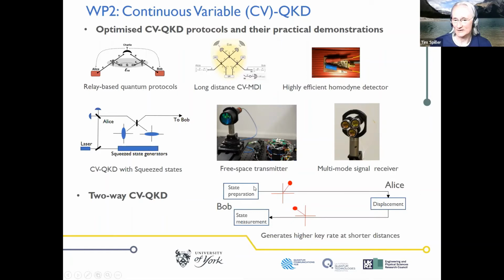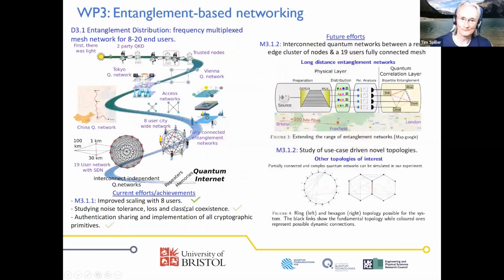And there are other clever things you can do, like two-way QKD, where actually Bob sends something to Alice. All Alice does is a manipulation on what Bob sends and sends it back, and you can generate a key that way as well. So there's a whole range of technology directions that we want to investigate with CVQKD.